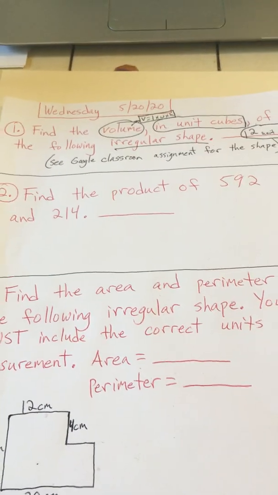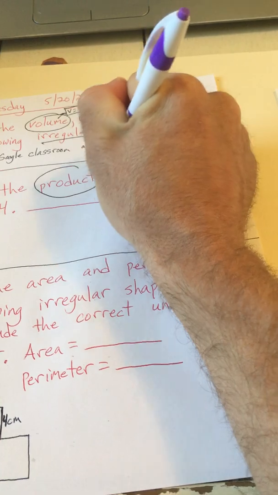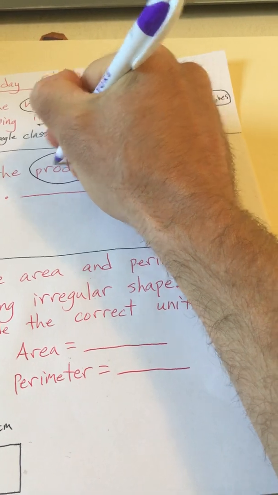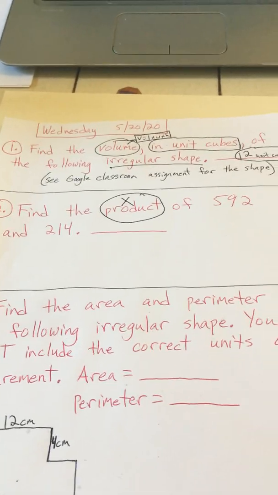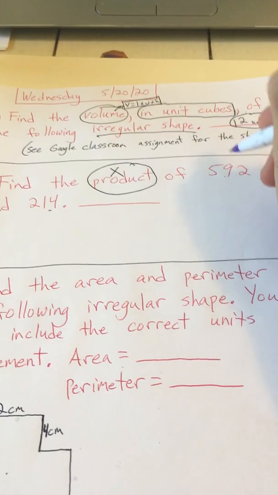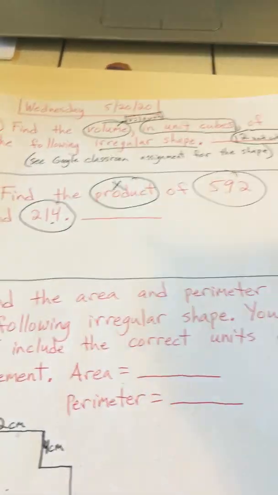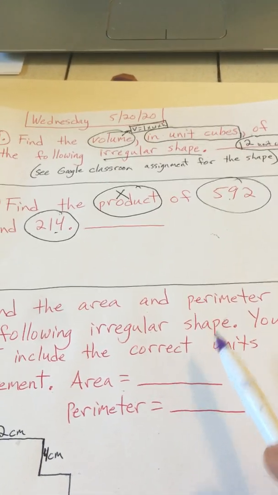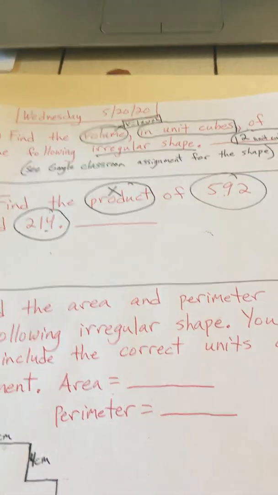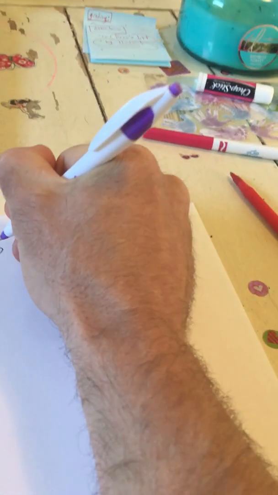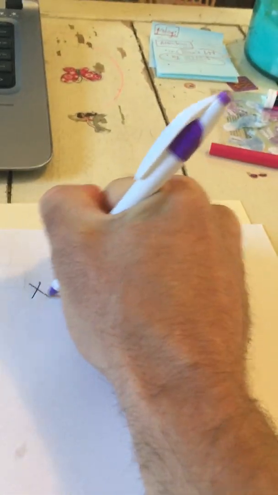Okay, number 2, find the product of 592 and 214. So product means the answer to multiplication. So we are going to multiply to find the answer of 592 and 214. Since we've been out of school, we haven't done 3 digits times 3 digits. But this is what the 5th grade standard requires you to know how to do. So this is going to be a little bit harder than what we've done. And there's a good chance that you've made a place value mistake, which I will help you through right now. So we're doing the product. We're multiplying 592 times 214.